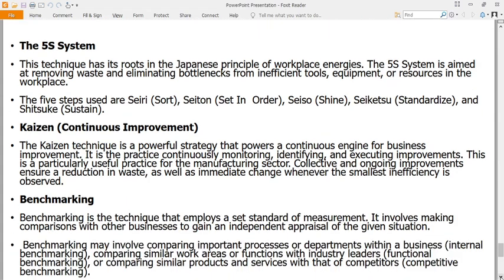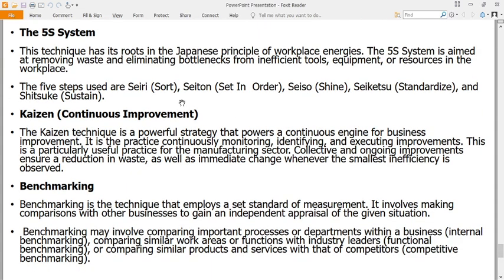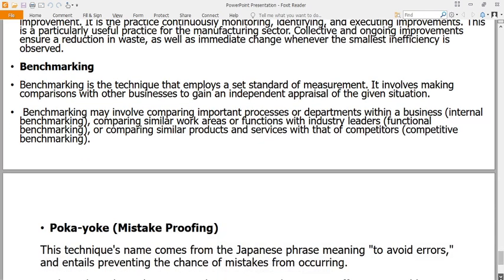Then we have continuous improvement. It shouldn't be a one-time thing. You should keep on monitoring. You should keep on identifying and executing improvements. Then benchmarking. We don't know it all, so it's always good to employ a standard of measurement. This involves making comparisons with either other businesses or even within the different departments of the business.